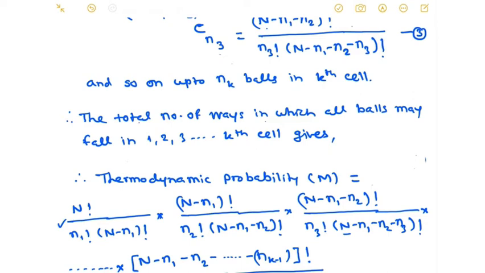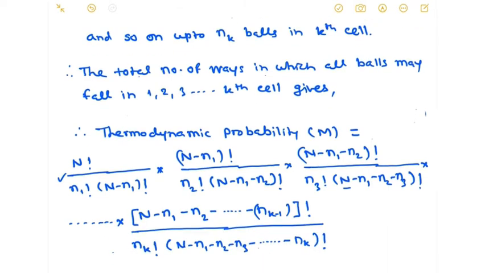Therefore we also get the third term. In that way, up to the kth cell, we write nk balls out of N − n1 − n2 up to nk−1 when they fall in the kth cell. Using the combination rule, the last term is (N − n1 − n2 − up to nk−1) factorial divided by nk factorial into (N − n1 − n2 − n3 up to nk) factorial.